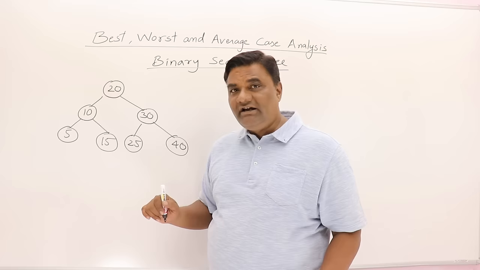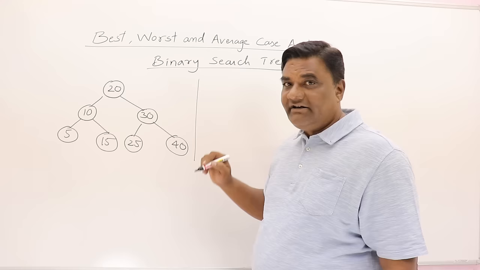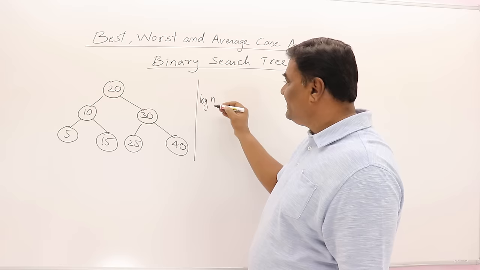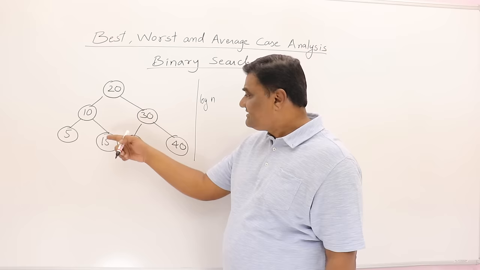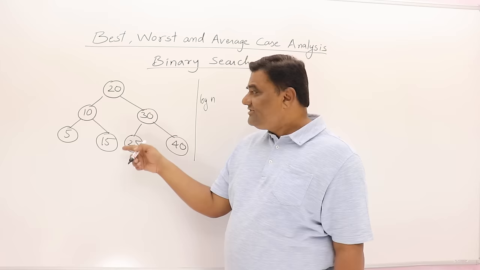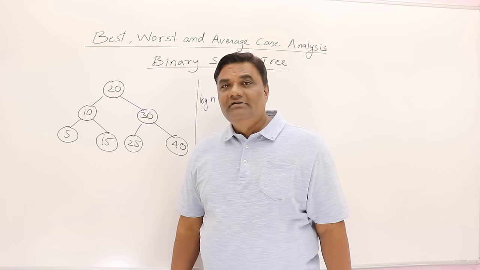So the time taken is 3. So actually that is equal to the height of a tree. What is the height? We usually call it log n. Log n is the height. So around 7 elements, I have, means 8 elements. So log 8 is 3. So 3 comparisons are required. So the height of a tree is log n. So the time taken is log n for 15.